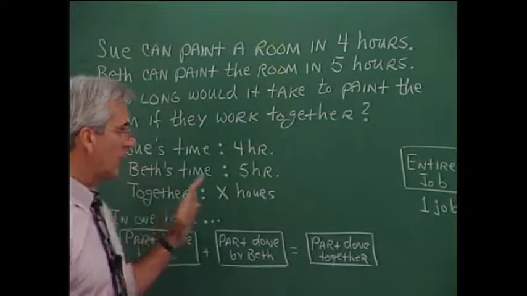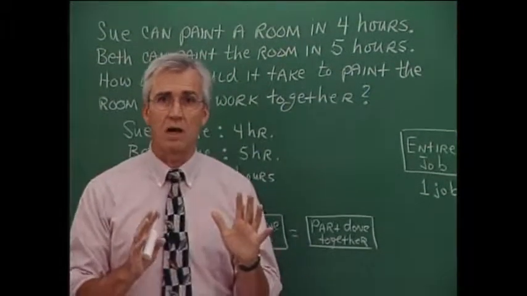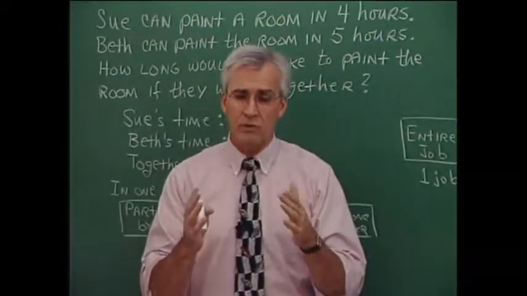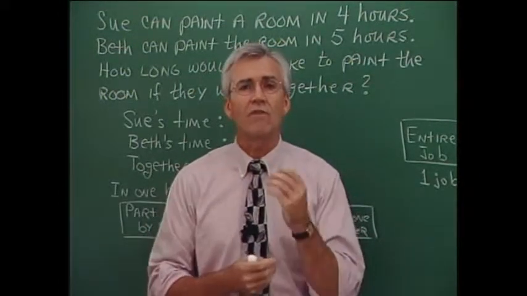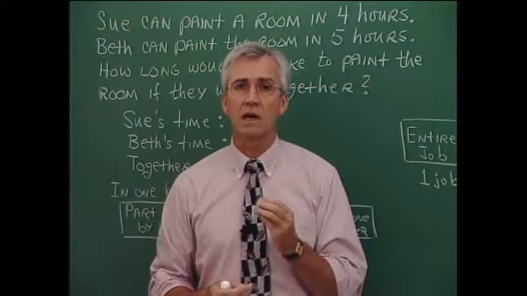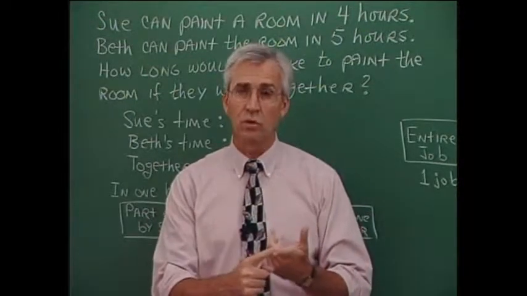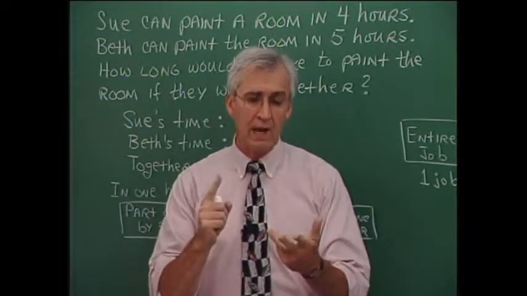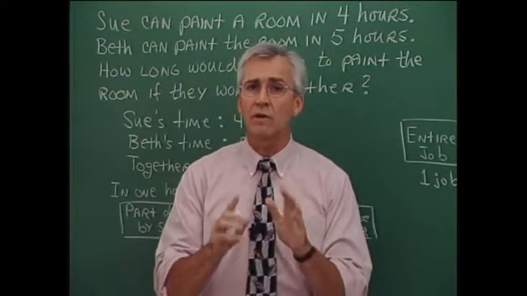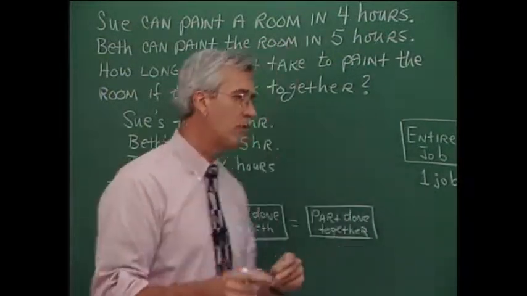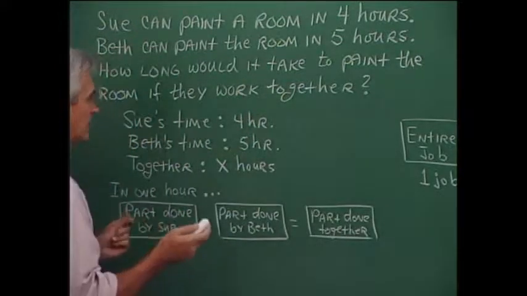One way to think about structuring a mathematical model for this is to consider what's going on in 1 unit of time. What fraction of the job can be accomplished by Sue working alone, Beth working alone, and what fraction of the job is accomplished when they work together? So if we're thinking about it like that, then we would begin our thought process like this.